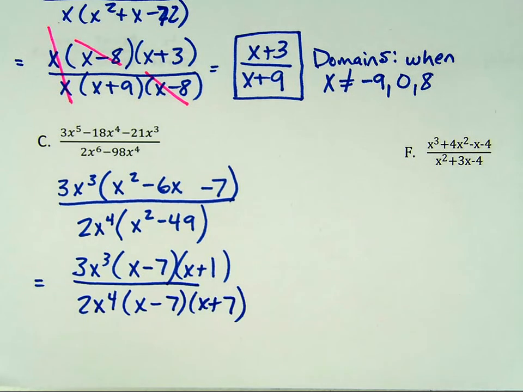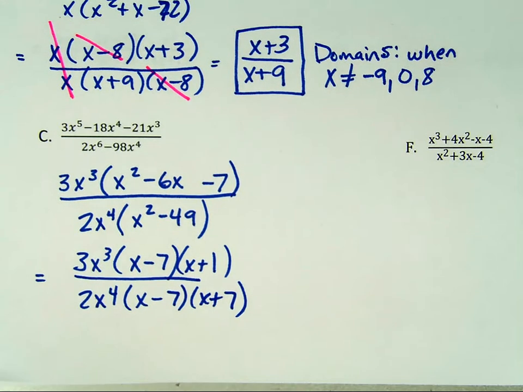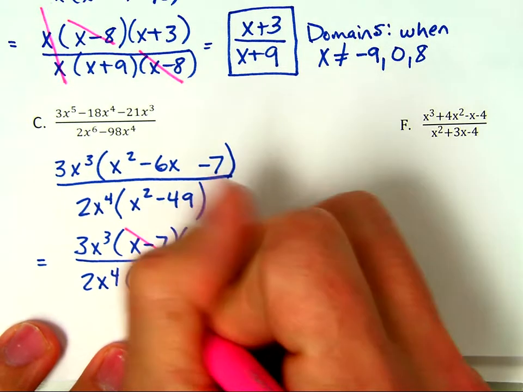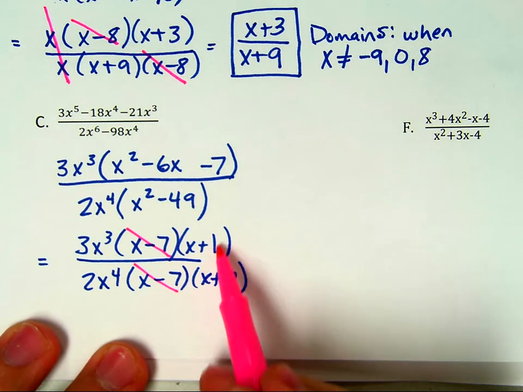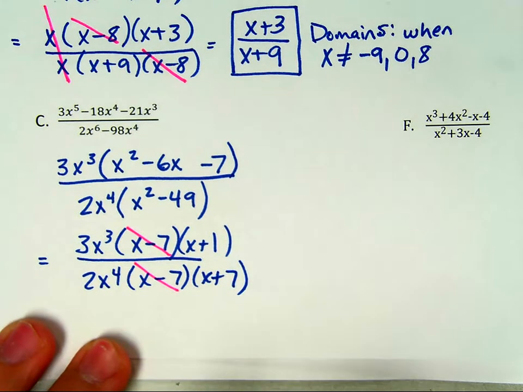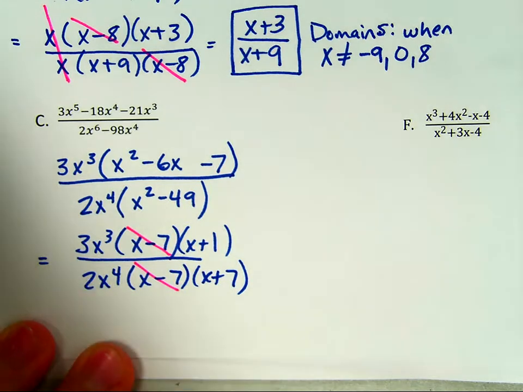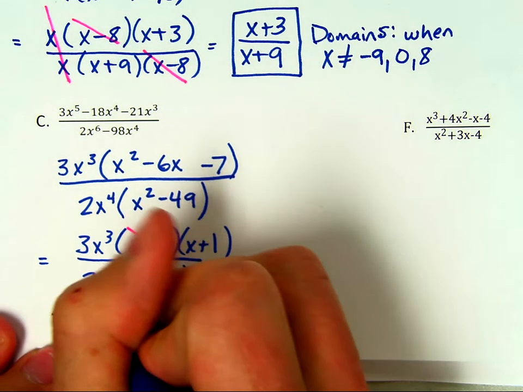Okay, so from here, once we factor everything out, we're going to look for common factors that we can cancel out. Okay, so the x minus 7 and the x minus 7, those cancel. These do not. Those are not same factors. However, when we look at these expressions right here, 3 over 2, that does not reduce. So we can go ahead and bring that down.